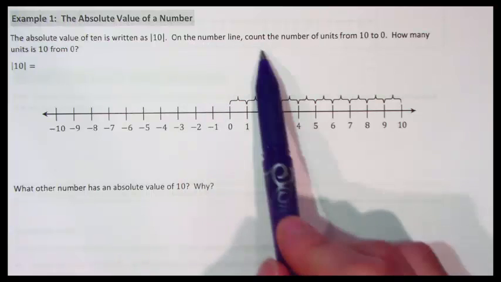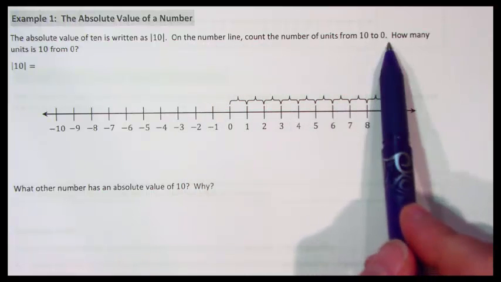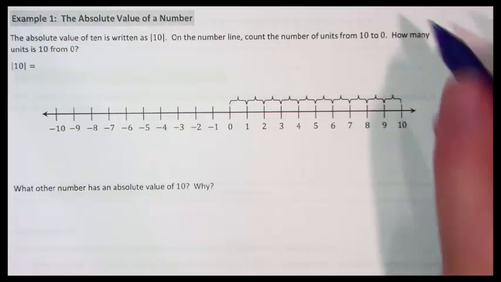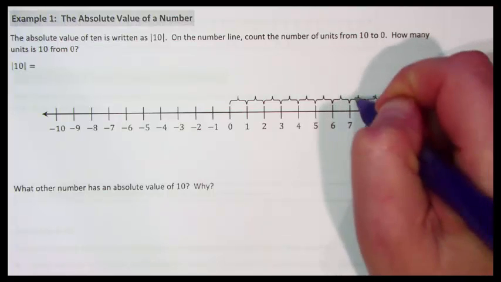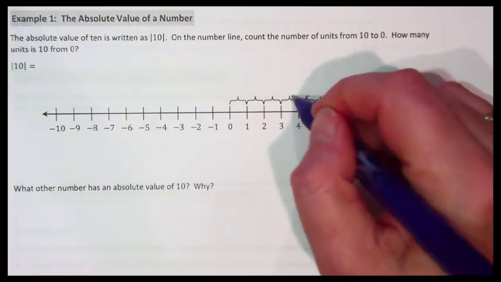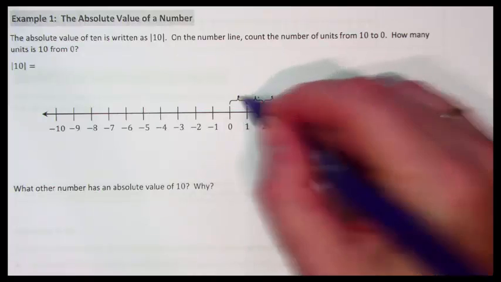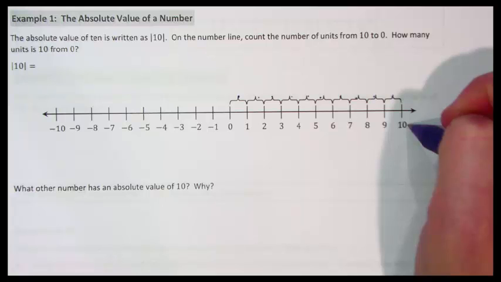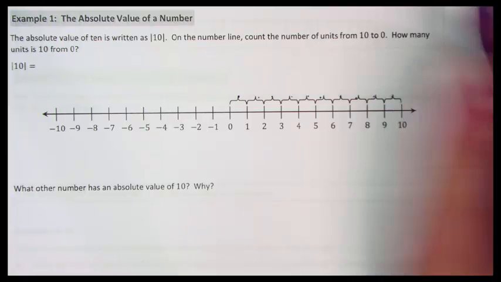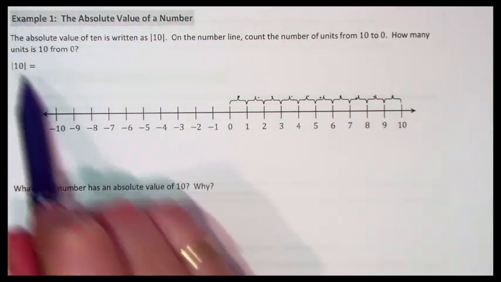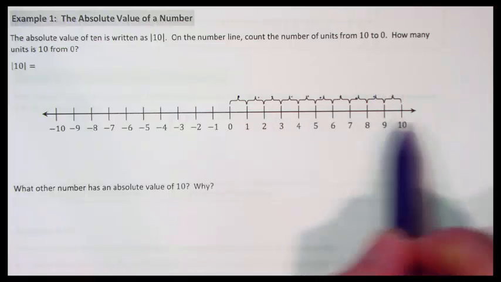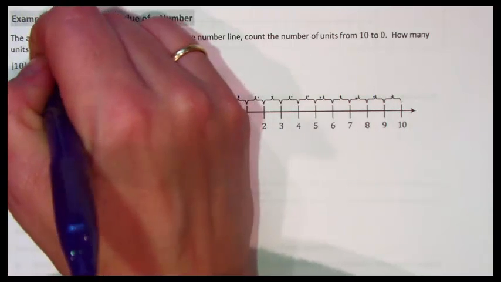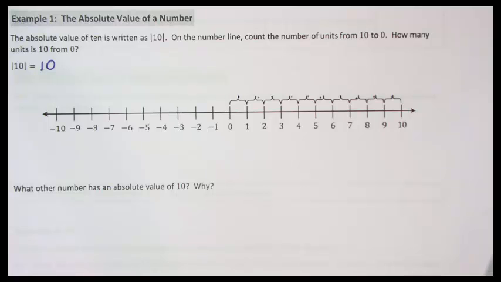On the number line, we're going to count the number of units from 10 to 0. So we've got 1, 2, 3, 4, 5, 6, 7, 8, 9, 10. That makes sense. 10 is 10 units to the right of 0. That's what absolute value means, how many units it would be between 0 and the number. So the absolute value of 10 is 10.